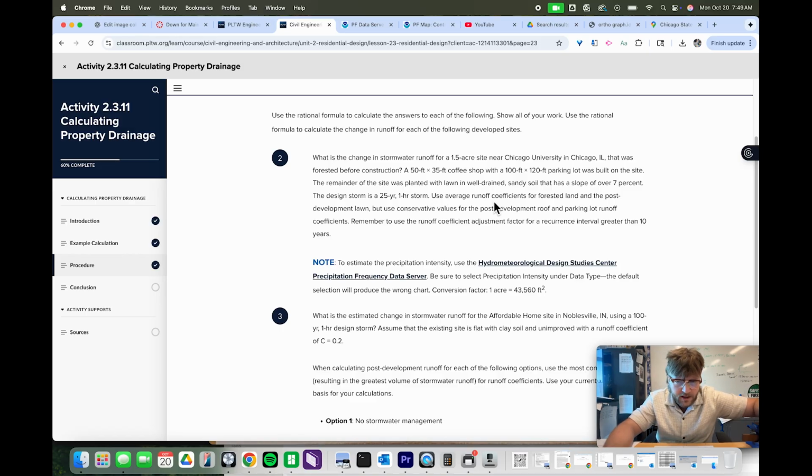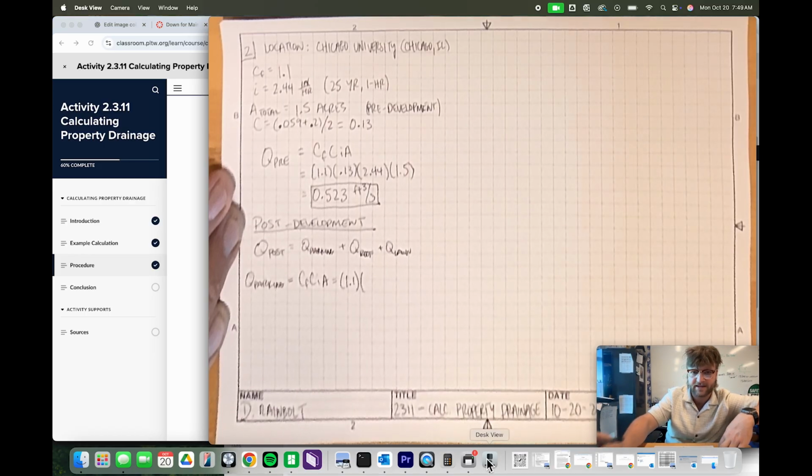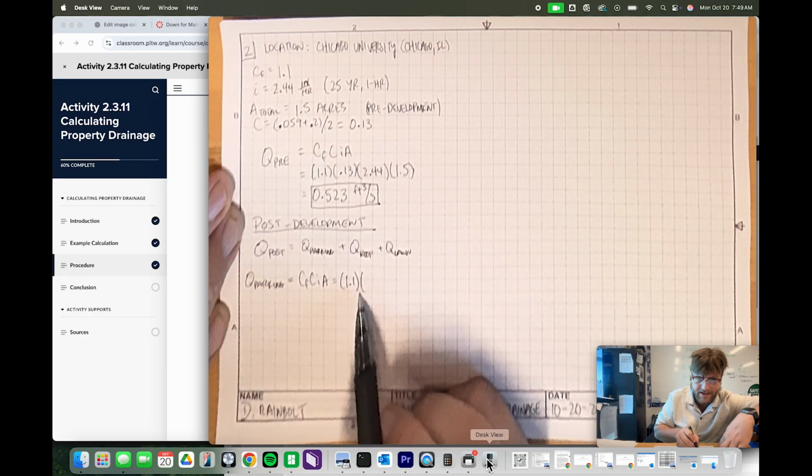Now remember, the lawn has the sandy soil with a slope of over 7%. So let's go ahead, let's start to set this up. We can choose first, for instance, let's go with the Q of the parking lot. Let's calculate that out. And so remember, this is CFCIA, where CF is going to be consistent throughout this problem because it's a 25-year storm, right, that never changes.